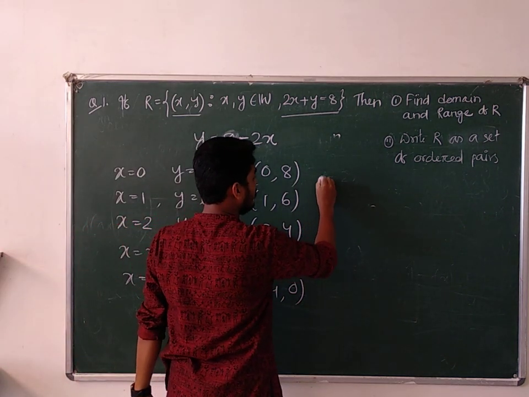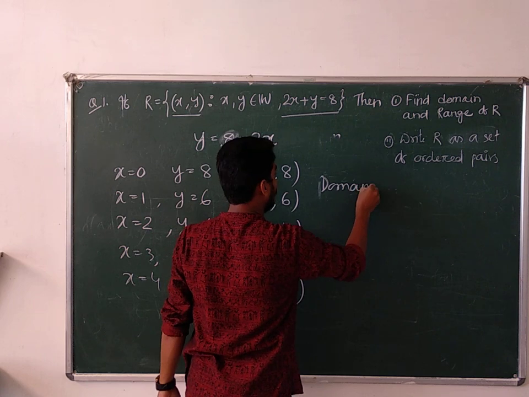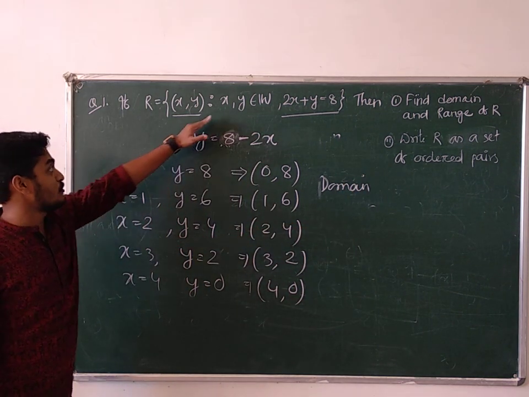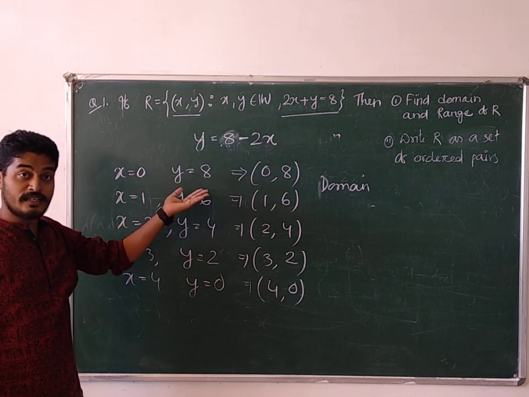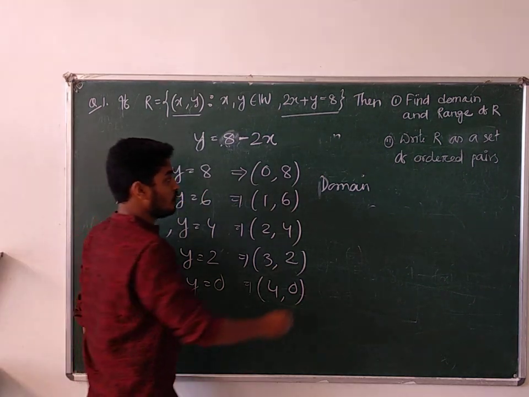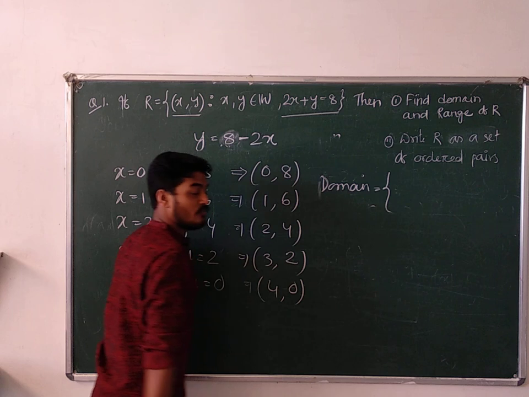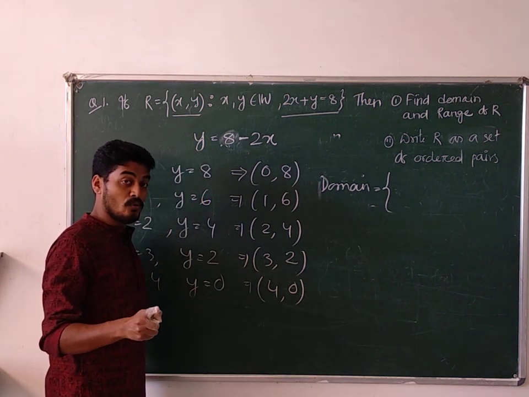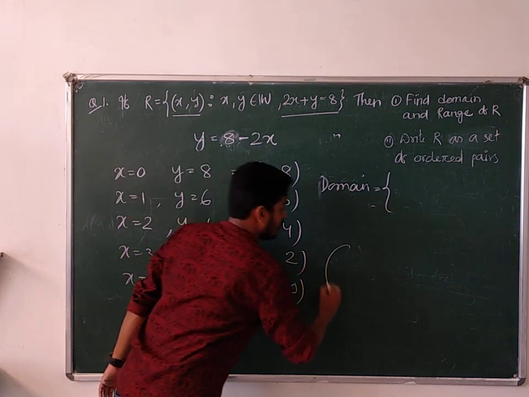What is the domain here? Already I have told it. Someone may ask, sir, why are you not considering x is equal to minus 1? Because x should be a whole number. That's why I am not considering x is equal to minus 1. So listen, domain means what? The first components will form the domain. Domain itself is a set. Always remember domain, codomain.